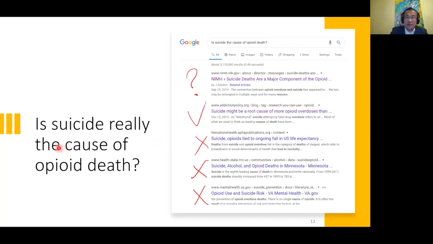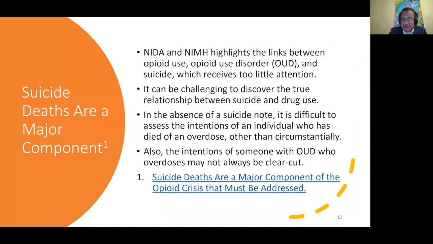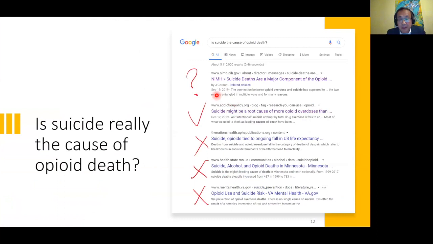So we dive into, for example, just the first one. This is from the National Institute of Mental Health, and based on the information there, this information is also quite new. It's actually dated September 19th, 2019.